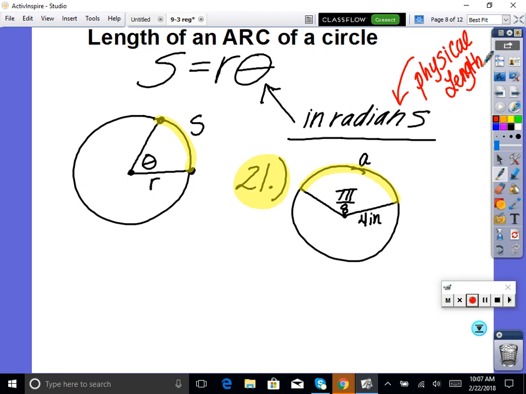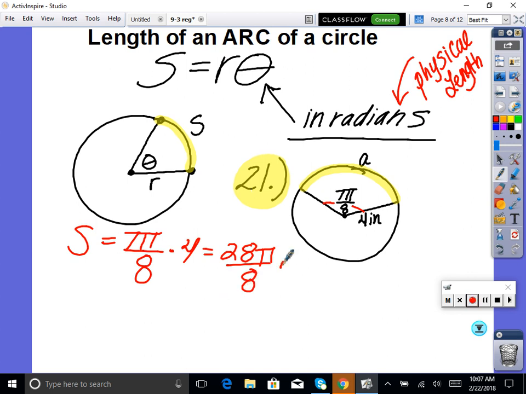So let's look at 21. It says, find the length of the arc that this central angle opens up on. So you say, okay, the length of the arc is my angle, which is already written as a radian. Lucky for us, we don't even need to convert it. You guys see? Times by 4, which is 28 pi over 8, which simplifies to be 7 pi over 2, inches. 28 divided by 8. Do you get what I'm doing?